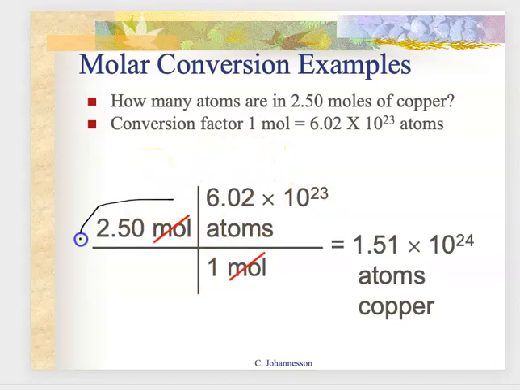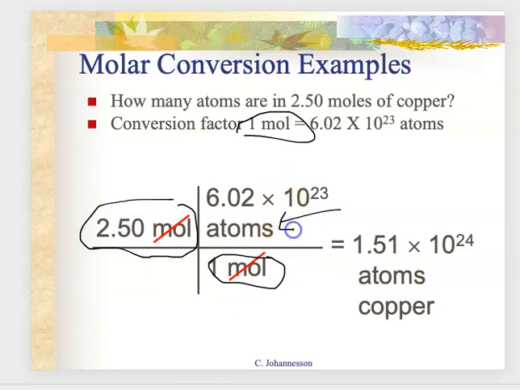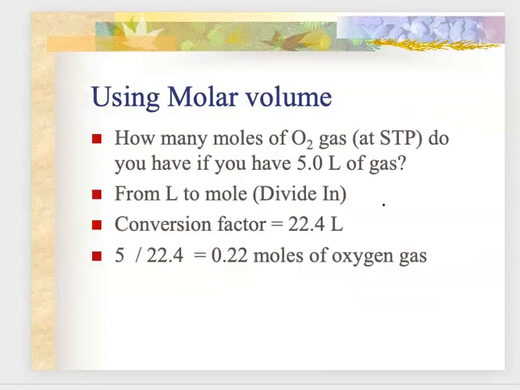Again, I'm starting with the same number, 2.5 moles of copper. And I want to put the part of my conversion factor, 1 mole, that has the same units that I'm starting with on the bottom, so it cancels out. And then the other part of my conversion factor goes on the top. Then I just multiply through and I get the same number I got before, only this time it looks like I used sig figs correctly. 1.51 times 10 to the 24 atoms of copper.